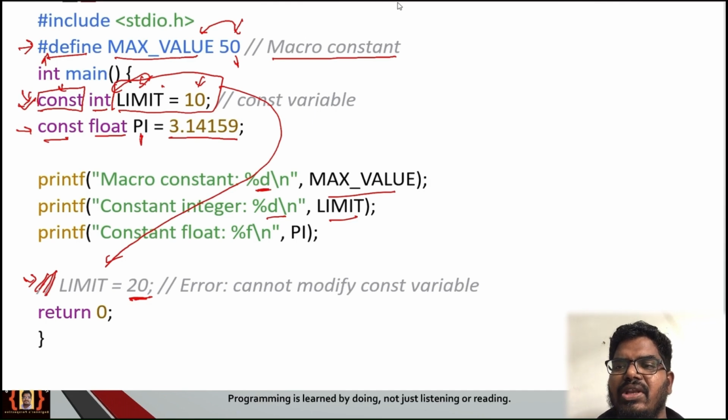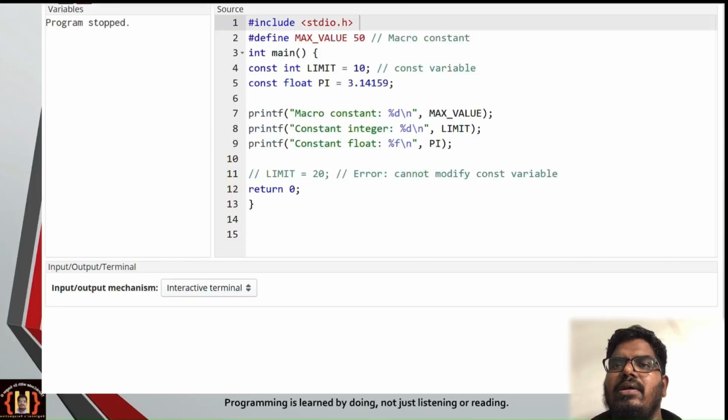I'll execute it in a minute so that you will understand what will happen if I try to modify this limit value to 20, because I already mentioned constant, but I am trying to change it. Is it permissible? We'll see in a minute. This %lf I already told you, is for pi, and %ld prints the limit. This is how it works. Let's execute this program here.